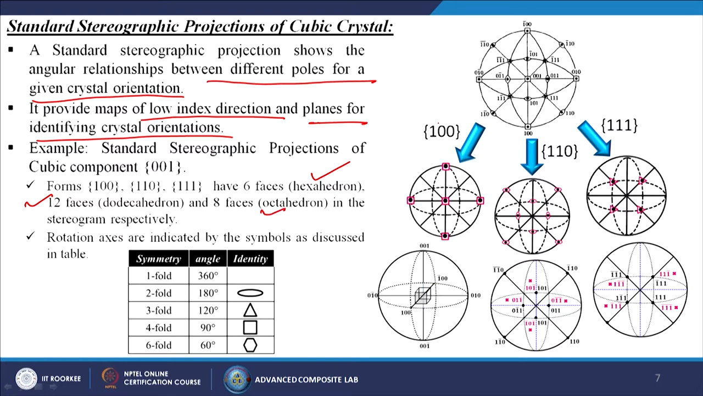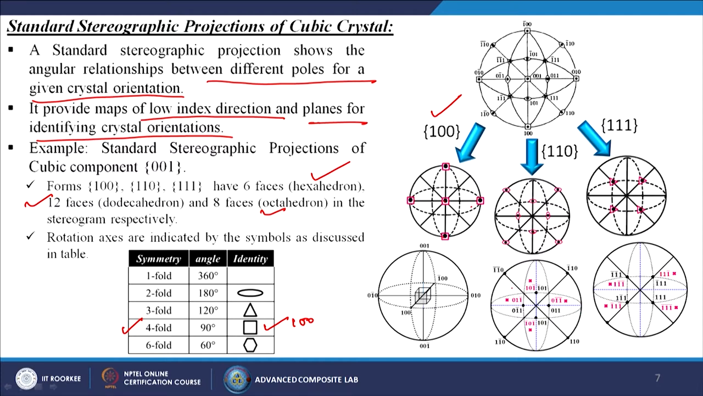Suppose when we are talking about the 100 family, you can see there are a total of 1, 2, 3, 4, 5 and another point. So, a total of 6 points you can get there, because one is at the back of that one, and that is in a square. Square means it is fourfold, because each plane is at 90 degrees to the other. So this is for the 100. And when we are talking about the 110 family, you can see there are a total of 1, 2, 3, 4, 5, 6, 7, 8, and another 4 points, which are at the back side of this particular form.